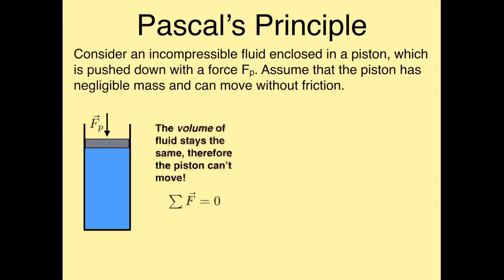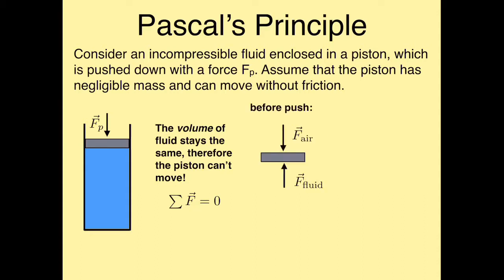Now, because the fluid is incompressible, even if we push down on it, we're not going to be able to change the volume of the fluid. The volume is going to stay the same. And therefore, that's going to prevent the piston from moving. So the net force acting on the piston is going to equal 0 because the piston is not moving.